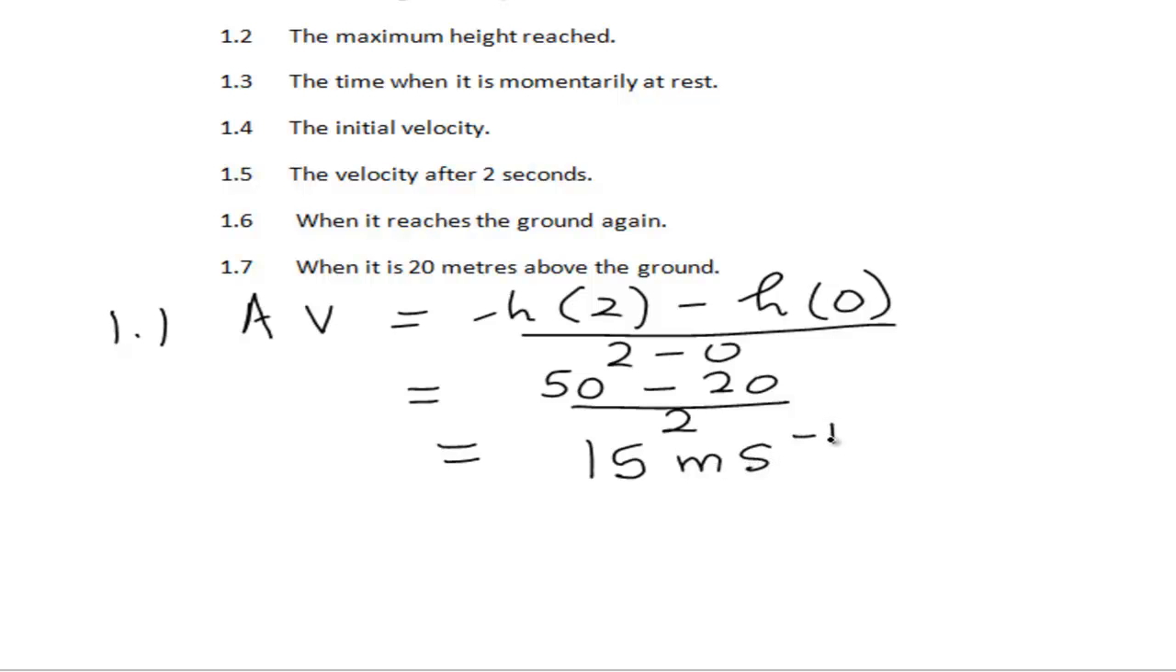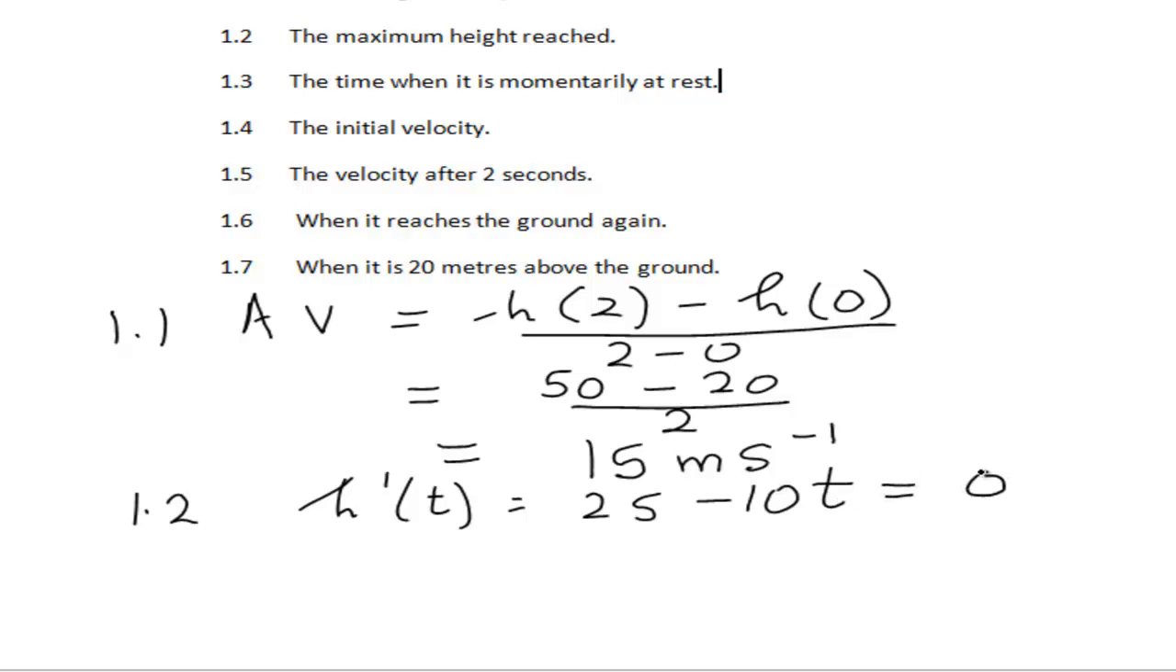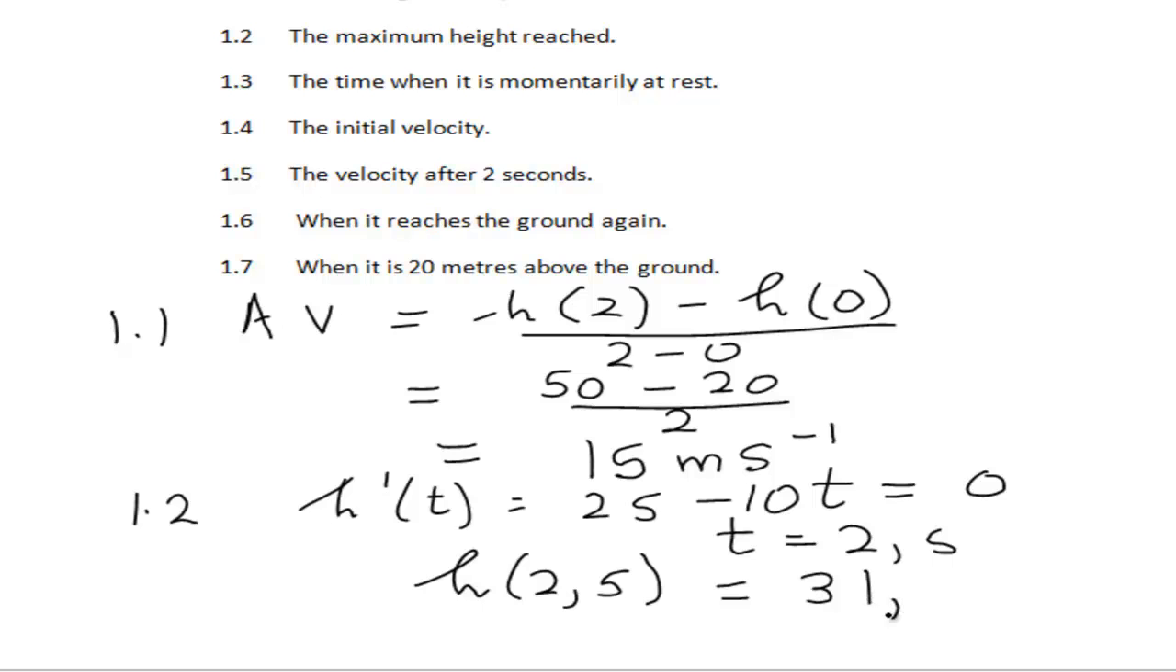Then we've got 1.2, the maximum height reached. Now the maximum height reached would obviously involve the derivative, so h prime of t, and your derivative is 25 minus 10t, and your maximum is when the derivative is equal to 0, and here we will get t equals 2,5. And then we need the maximum height, so we substitute h of 2,5, and we end up with 31,25 meters, which is the maximum height.